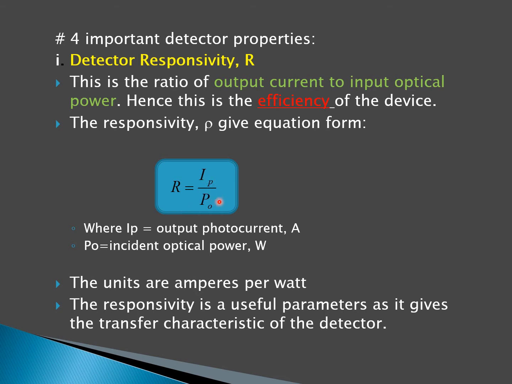IP is the photocurrent, and the unit is ampere because it's a current. P naught is the incident optical power and the unit is watt. So the unit for responsivity is, of course, ampere per watt. Responsivity is a useful parameter as it gives the transfer characteristic of the detector.